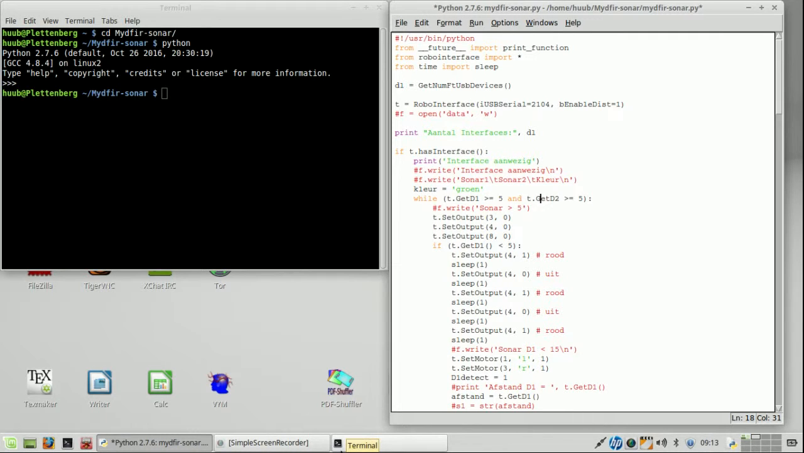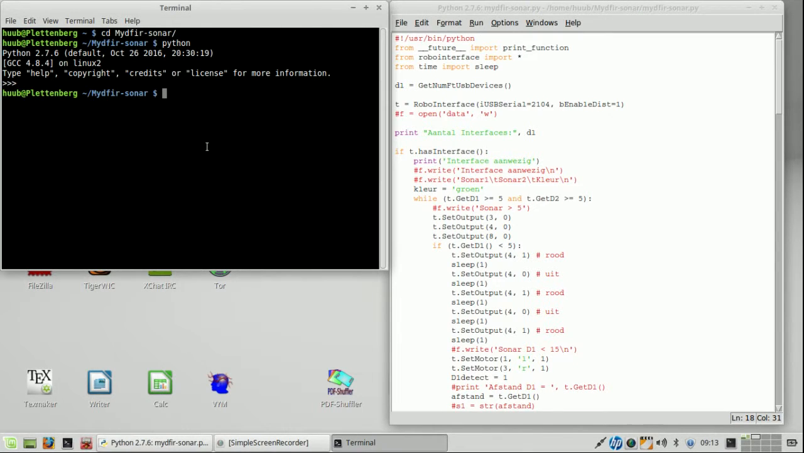So let's see if this is actually working, and then I have to do something else as well, because this is Mydfir. I have to lift it and it works remotely via the data link. So I have to save this and run it. And this is this one. And yes, this is working, obviously.